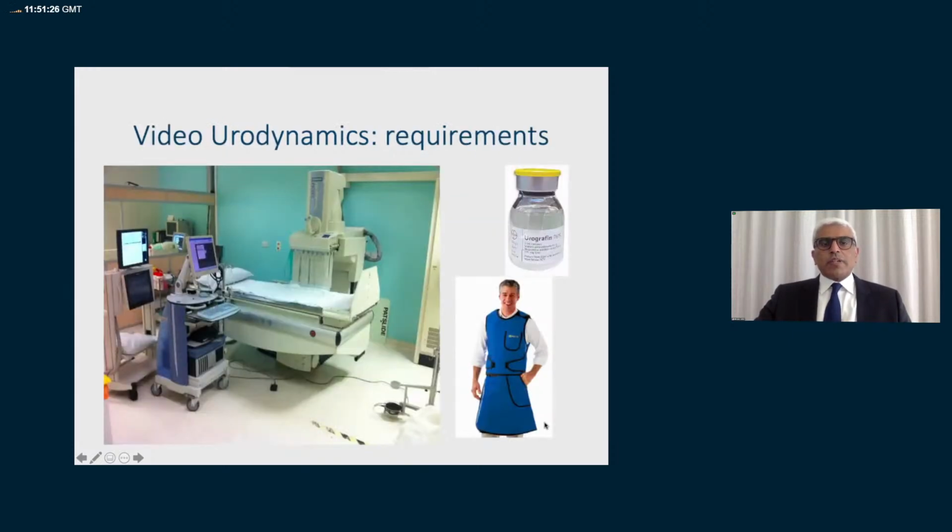So what are the requirements for video urodynamics? Or shall I say, what are the additional requirements? One needs to have a C-arm, urographin, and then obviously the lead aprons. And generally it is done in the X-ray department so that the walls have got lead, and the urodynamics machine obviously is portable. It's a standard machine which you use otherwise.